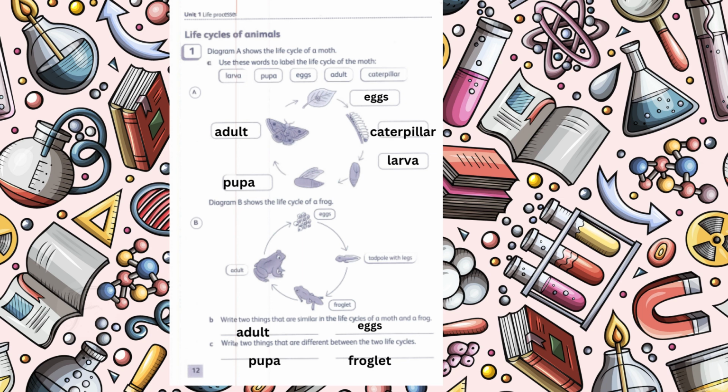Now, B. Write two things that are similar in the life cycle of a moth and a frog. So, adult and eggs, these are similar things. And C. Write two things that are different between the two life cycles. So, you cannot see pupa in the frog life cycle, you cannot see froglet in the moth life cycle. So, they are different stages. So, you have to write pupa and froglet.